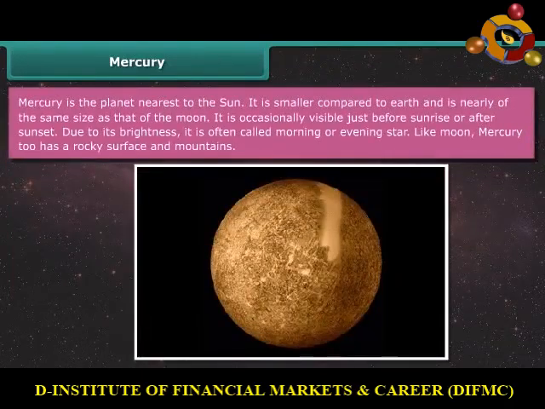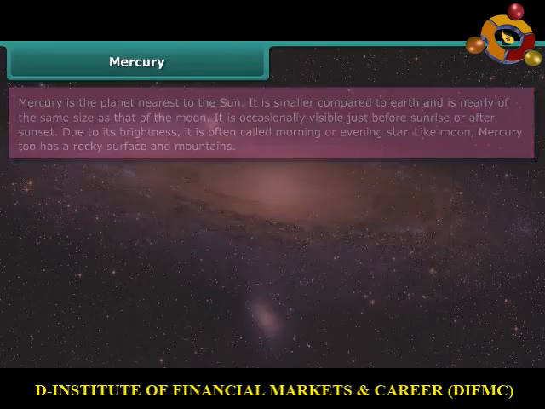Mercury is the planet nearest to the Sun. It is smaller compared to Earth and is nearly the same size as the Moon. It is occasionally visible just before sunrise or after sunset. Due to its brightness, it is often called the morning or evening star. Like the Moon, Mercury too has a rocky surface and mountains.